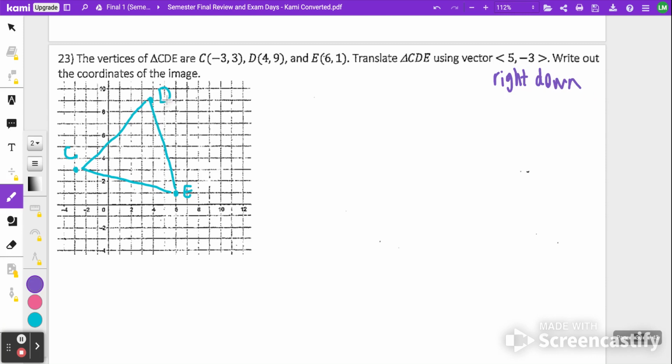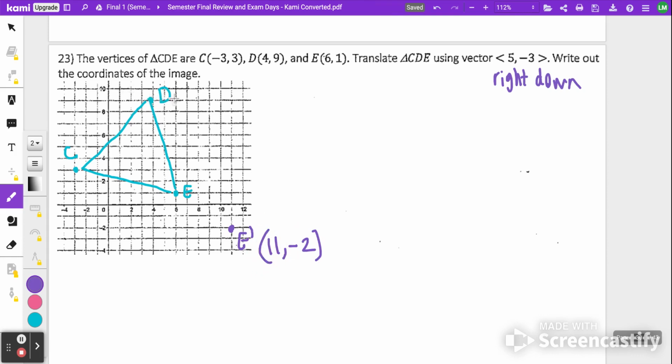This just means I'm going to go right and then down. So you would take each one of your points. We can start maybe with letter E: 1, 2, 3, 4, 5 right, down 1, 2, 3. So E prime would end up down here. Okay, E prime now is at 11, -2. We're also going to write those new coordinates.